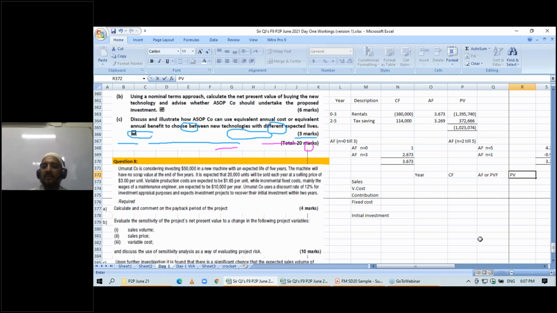Okay, for sensitivity analysis and for payback period, first of all, I will have to calculate the NPV. I will explain to you what sensitivity analysis is, but first let me calculate the net present value of this proposal which they have given over here. So over here, the sales price is $3 multiplied by the quantity, which is 20,000 units, right? So the sales will occur for 5 years from year 1 till 5, right?